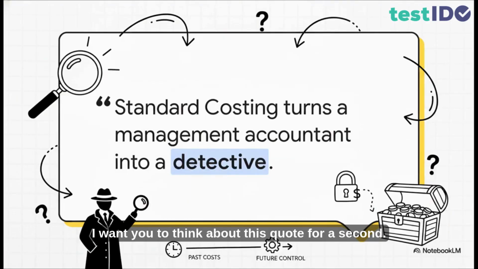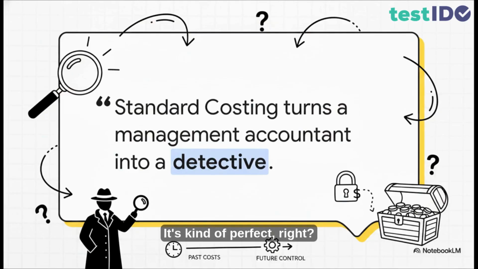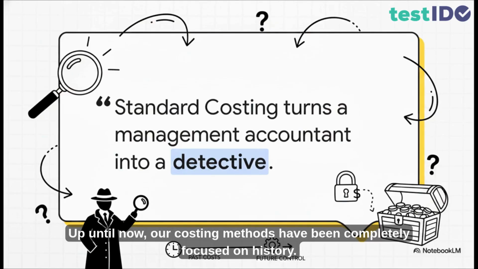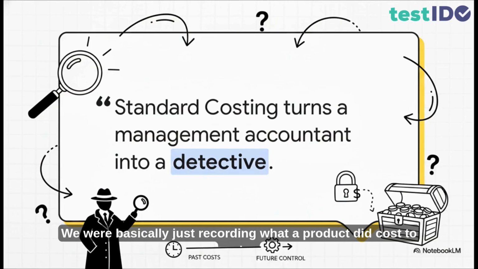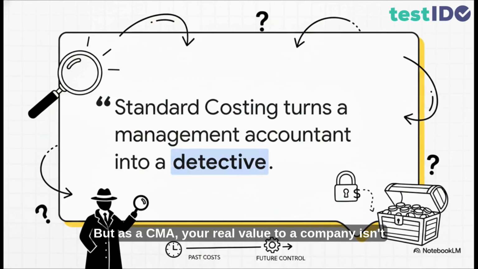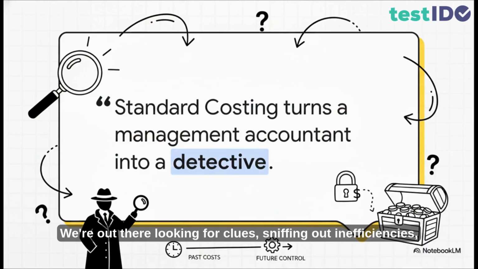I want you to think about this quote for a second. Standard costing turns a management accountant into a detective. It's kind of perfect, right? Up until now, our costing methods have been completely focused on history. We were basically just recording what a product did cost to make. But as a CMA, your real value to a company isn't just in logging the past, it's in controlling the future. Standard costing flips the script completely. We're moving away from asking what something cost, and instead we're investigating what it should have cost. We're out there looking for clues, sniffing out inefficiencies, and solving the mystery of missing profits.